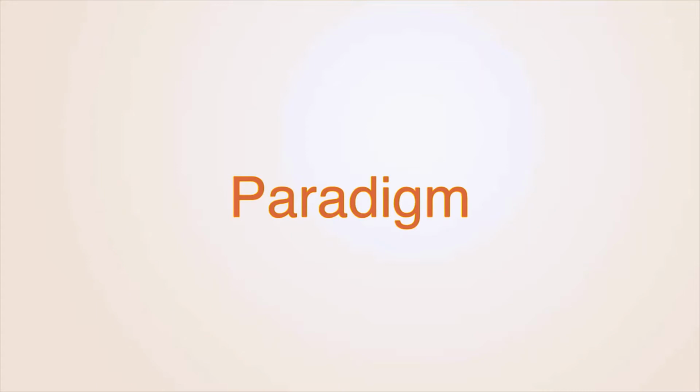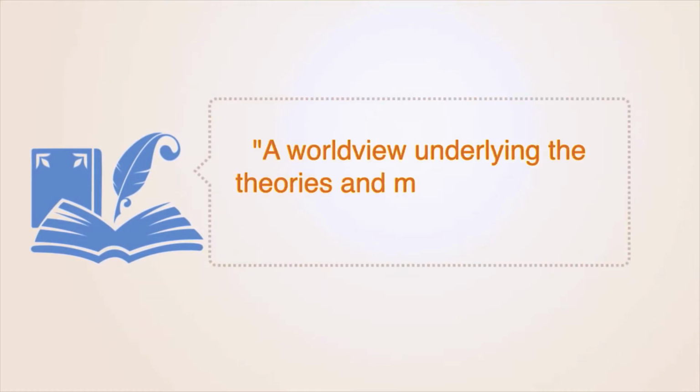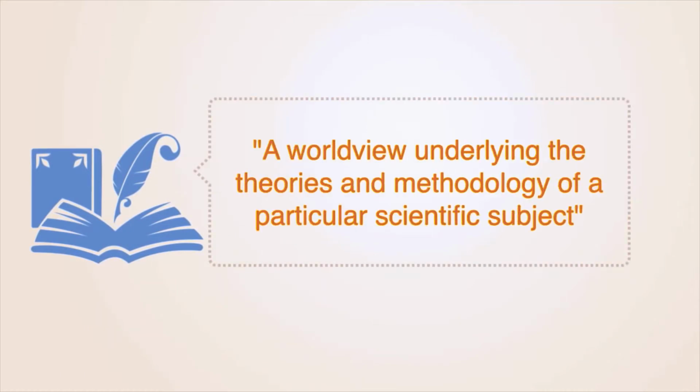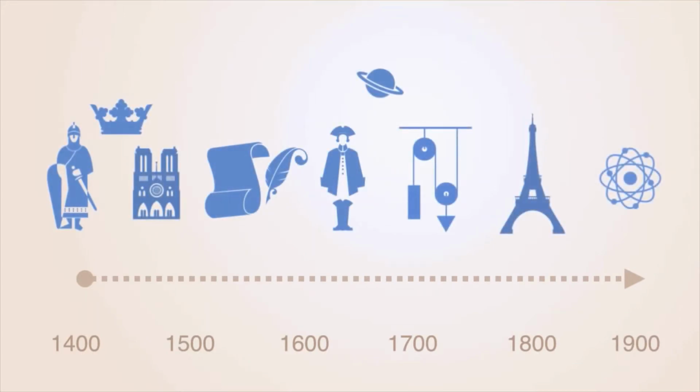This set of assumptions that supports a scientific domain and constitutes the whole philosophical framework within which they work is called a paradigm. The Oxford Dictionary defines a paradigm as such: a worldview underlining the theories and methodology of a particular scientific subject. The paradigm or set of assumptions within which the enterprise of modern science operates was born approximately 500 years ago with the massive cultural transformation of the Renaissance and scientific revolution that gave us the cultural foundations to our modern world.